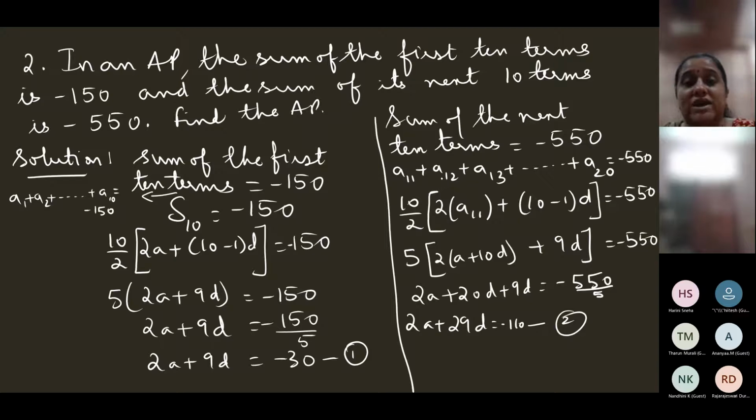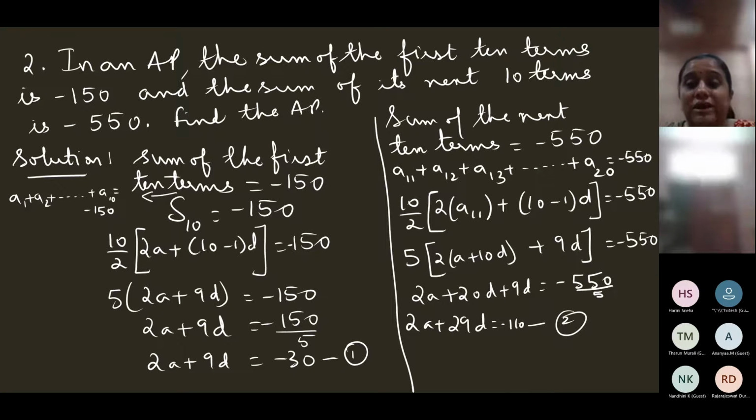In the second case, the next 10 terms, so after 10 terms, the next 10 terms will be the 11th to the 20th term. The next 10 terms after the 10th term. So 11, 12, 13, 14, 15, 16, 17, 18, 19, 20. The next 10 terms. All right. So A11 to A20, the sum is minus 550.